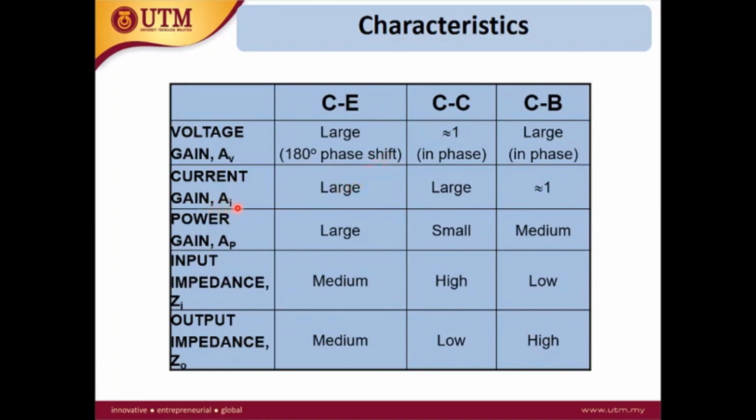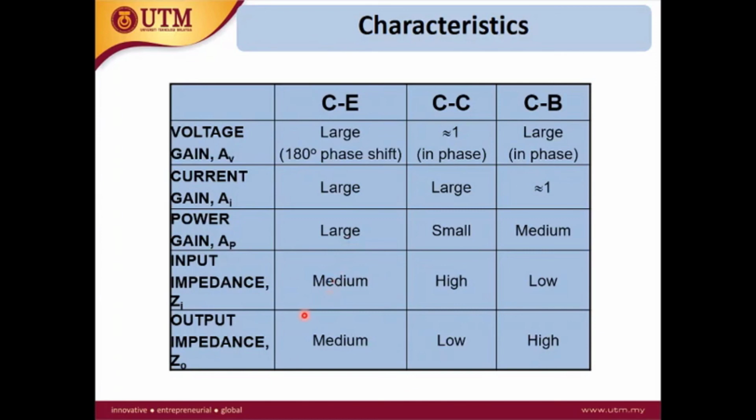Okay, for the current gain, the common emitter and common collector offer a large current gain. They provide a large current gain. So in total, in terms of power, the common emitter is better because it will give more power gain.